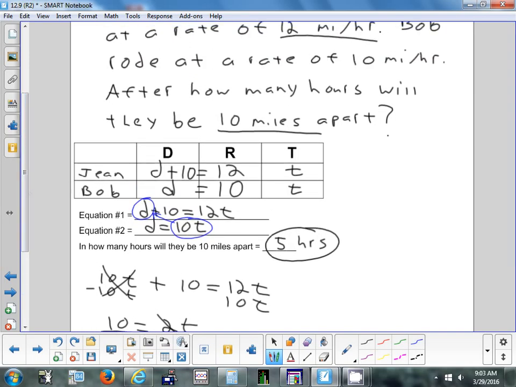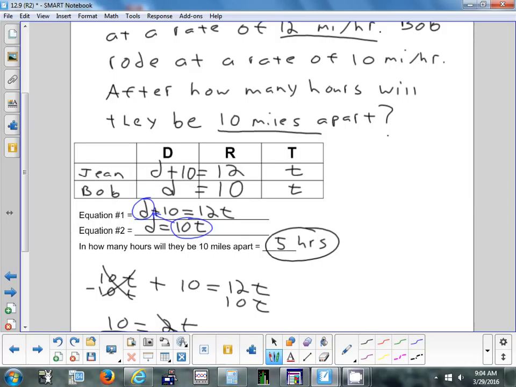Does that make sense? 5. Because think about, if one person's going 2 miles an hour faster than the other, every hour they're getting 2 more miles apart. So after 1 hour, someone's gone 12, somebody's gone 10. After 2 hours, this person's gone 24 miles, this person's gone 20. After 3 hours, this person's gone 36, this person's gone 30. So they just keep getting further and further apart as time goes on.